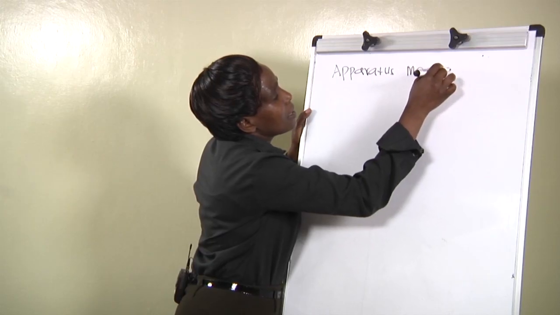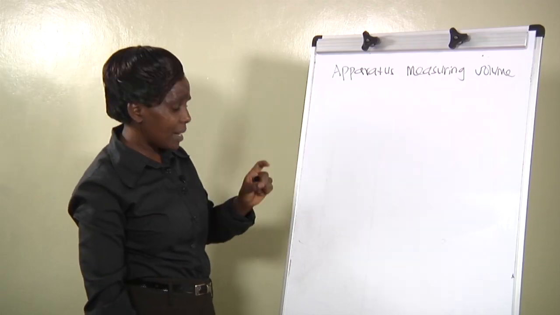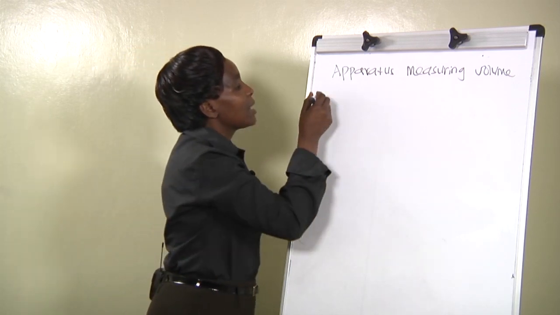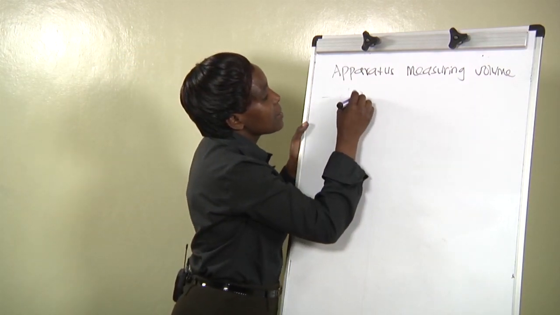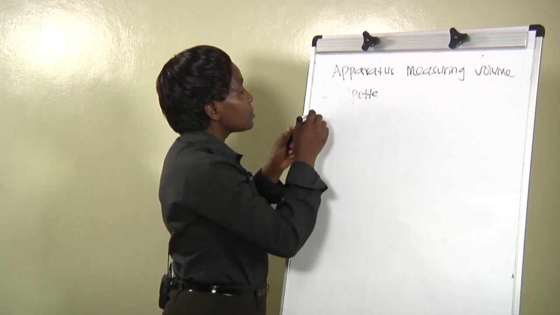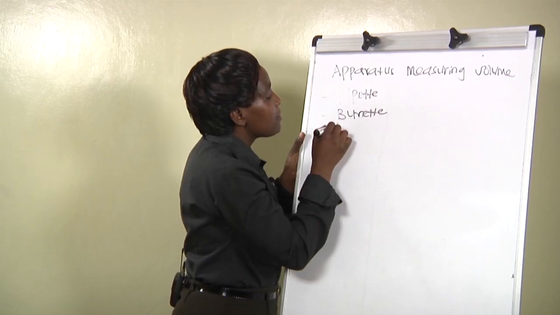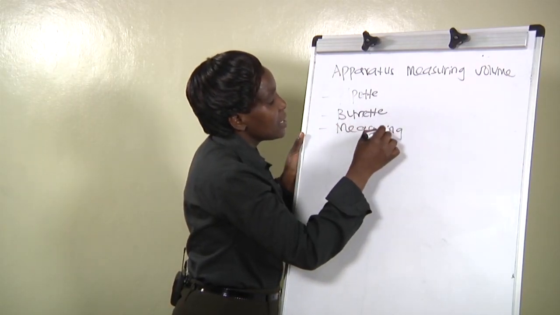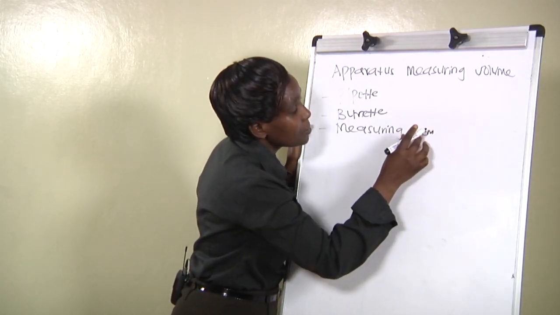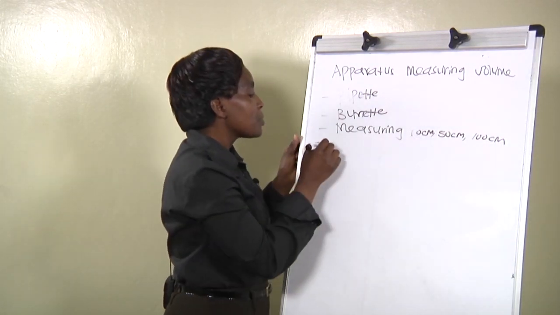Starting with apparatus for measuring volume. There are so many of them because some will normally measure accurate volumes, others are just for measuring volume but not accurate. So for accurate volumes we can have something we call a pipette. We have a burette. We also have a measuring cylinder, and measuring cylinders are of different volumes. You can have one for 10 centimeters cubed, another one for 50, another one for 100, and so forth. You can also have a beaker.